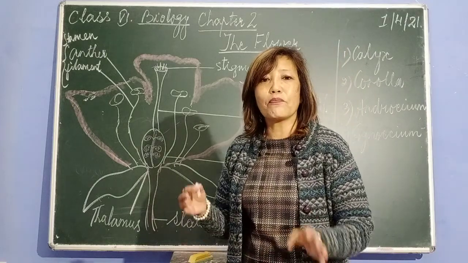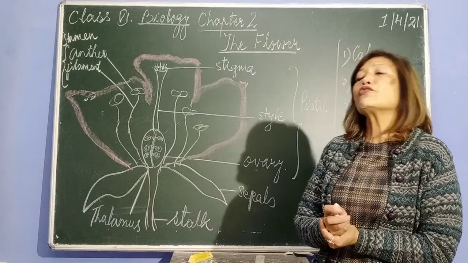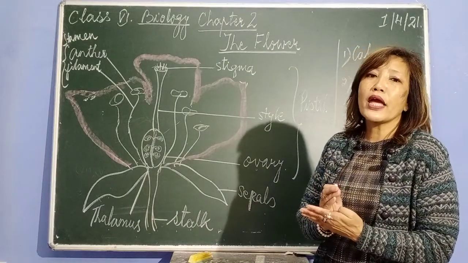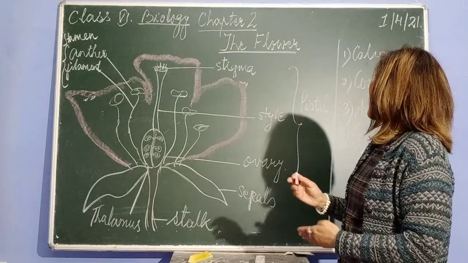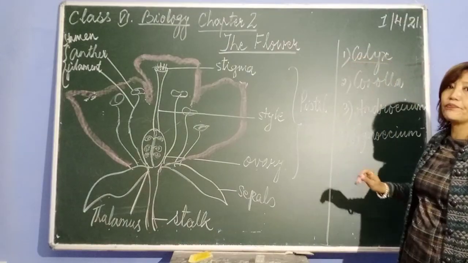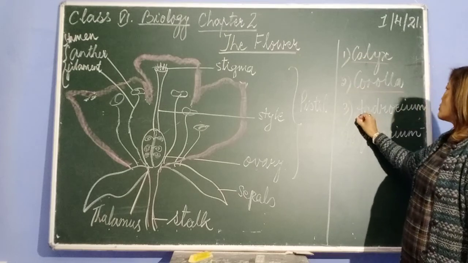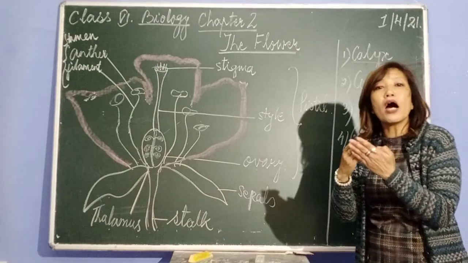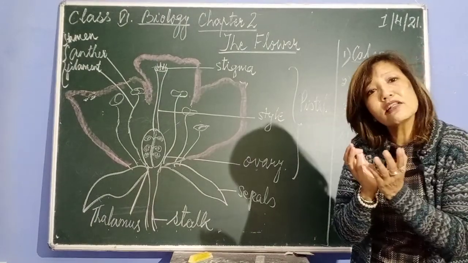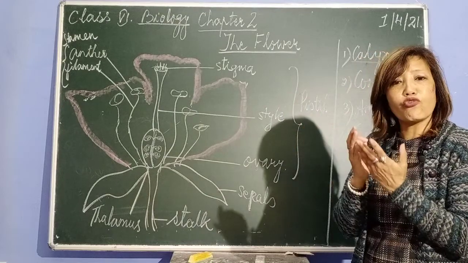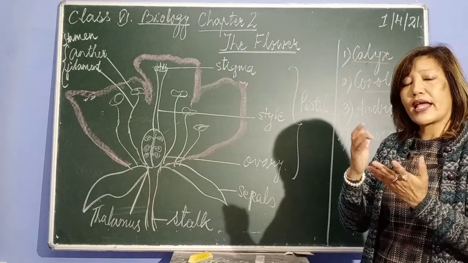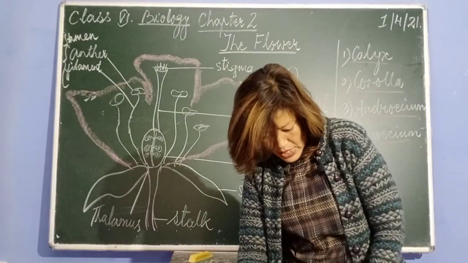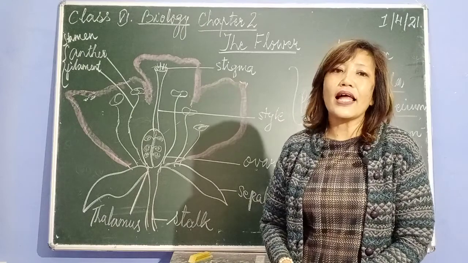Now let's discuss the parts of a flower. A flower has 4 main parts, and they are calyx, corolla, androecium and gynoecium. These are the 4 main parts of a flower, which means a single flower contains all these 4 parts: calyx, corolla, androecium and gynoecium. Now, what is the calyx?